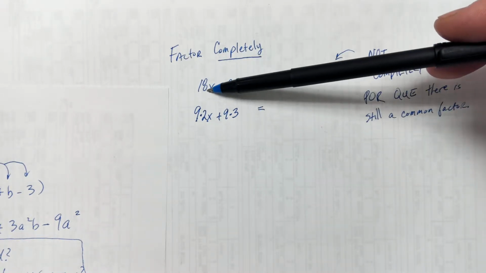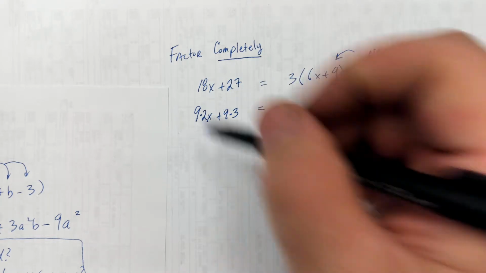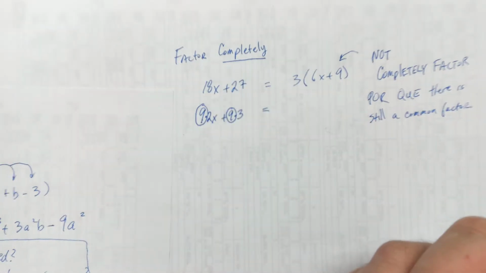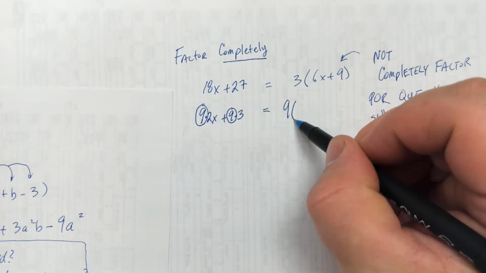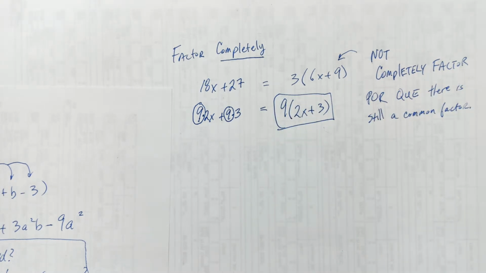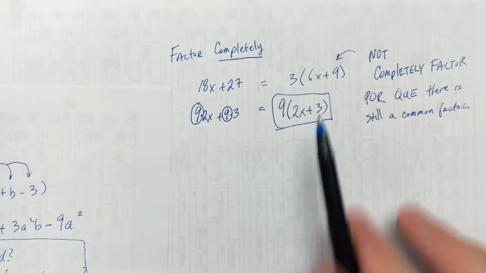That's 9 times 2, and this is 9 times 3. They have a common factor of 9. That's what I'm going to divide out. That was what was distributed, a 9. So that's going to be 2x plus 3. That's complete. Done. And I know it's done because there's no common factor left.